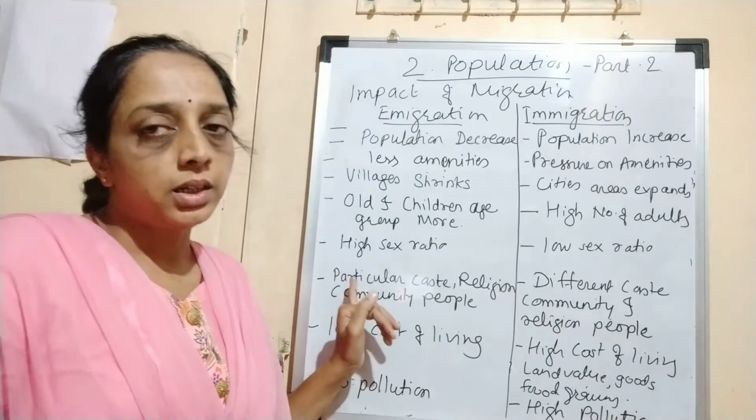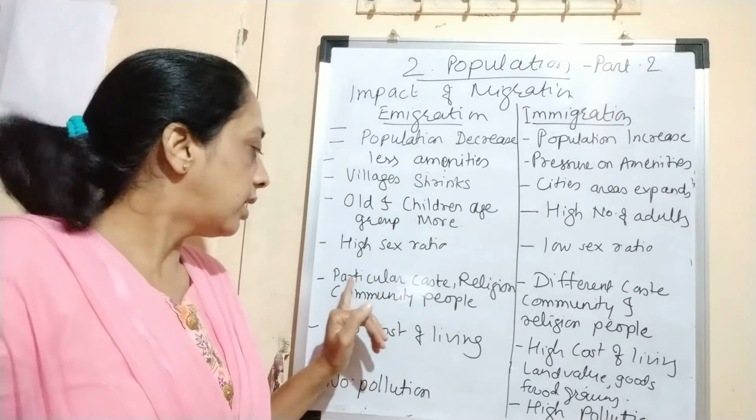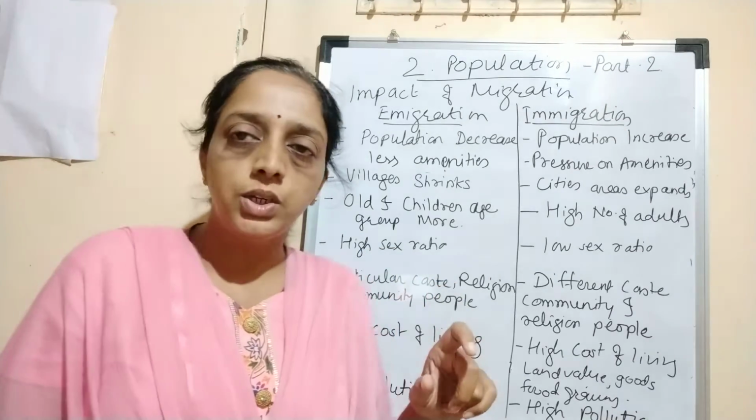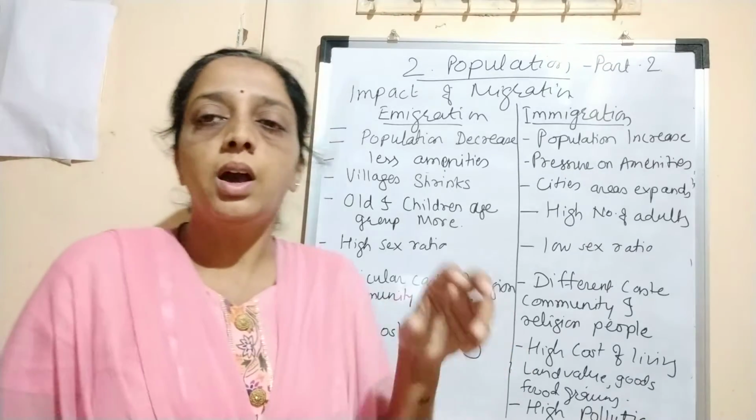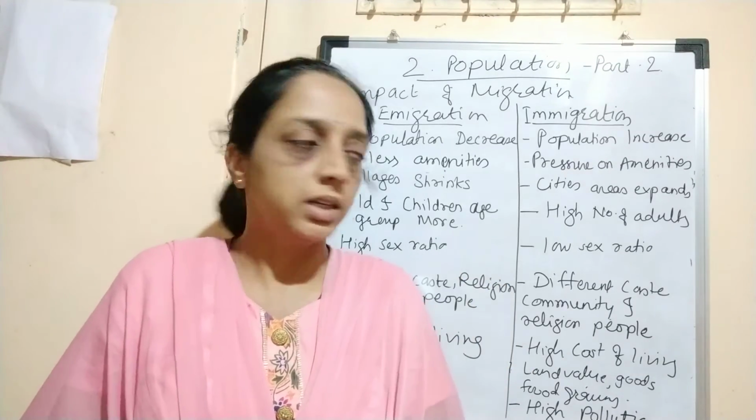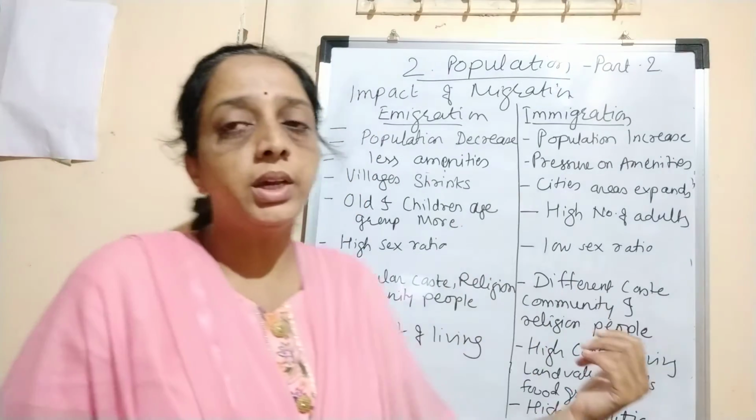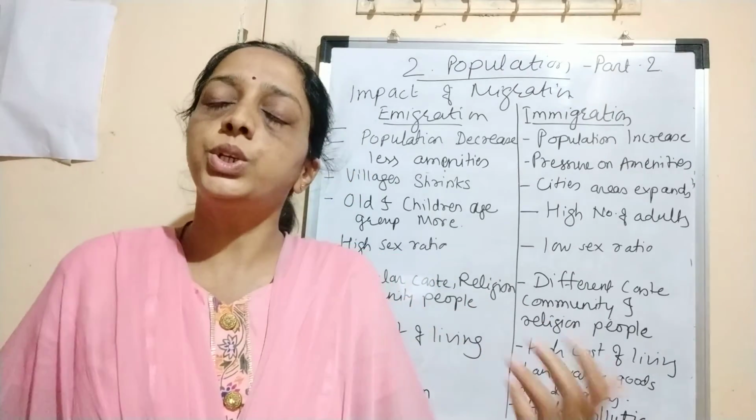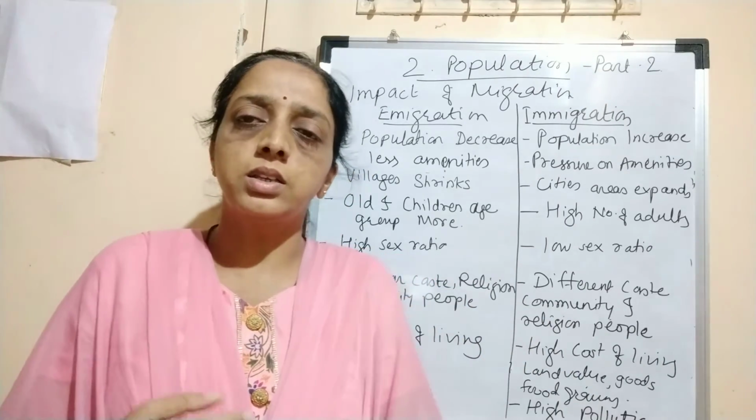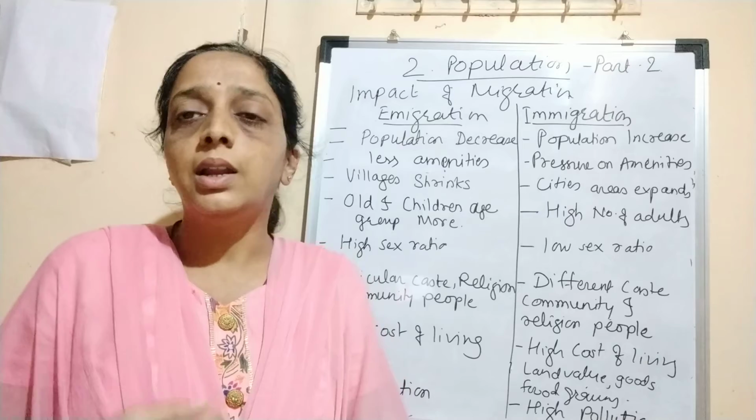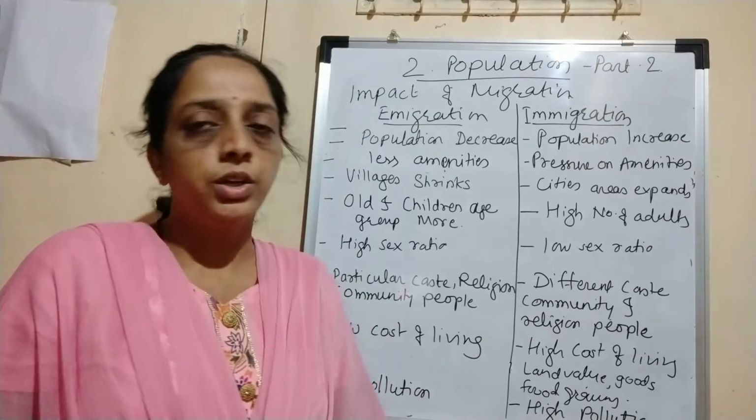We see in the rural areas, people of a particular caste, religion or community are living in the areas. But in immigration areas, because population is high, people of different caste, community, religion, language are living together.